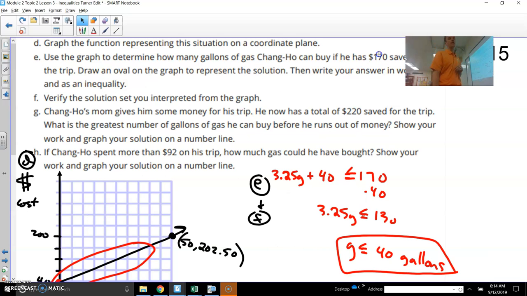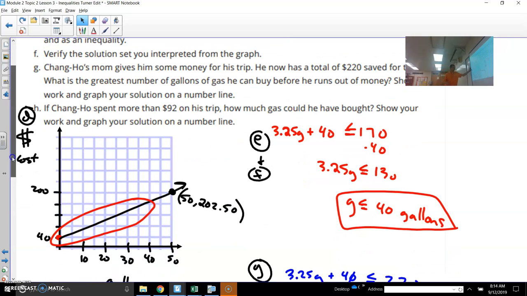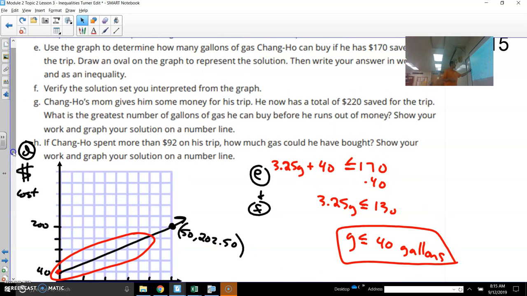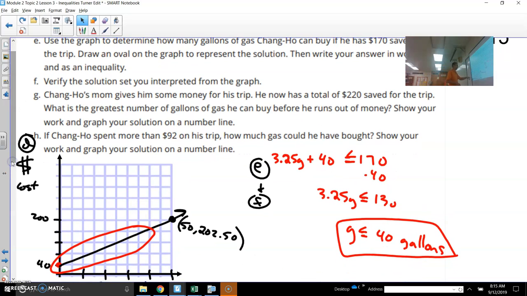So the next part is talking about graphing the function. And so I sketched a little graph here, and because I really wanted to use the entire graph, I decided I was going to go in increments of 5 on the x-axis, going all the way to 50. And then on the y-axis, I just kept it simple and went in increments of 40, since that was the y-intercept value. So it says, if we're going to graph it, we've got to start with our y-intercept, so that's why I started at 40.